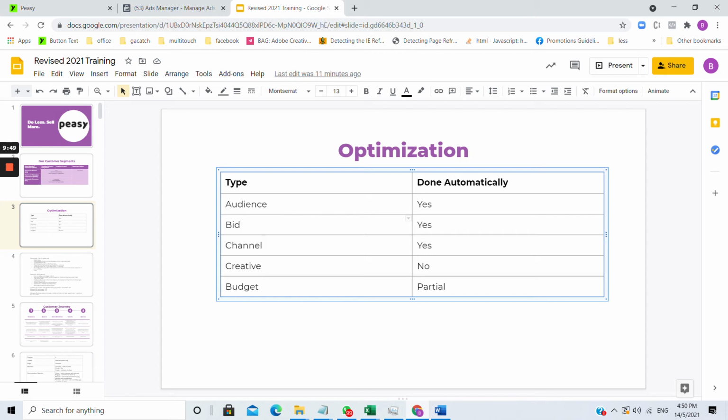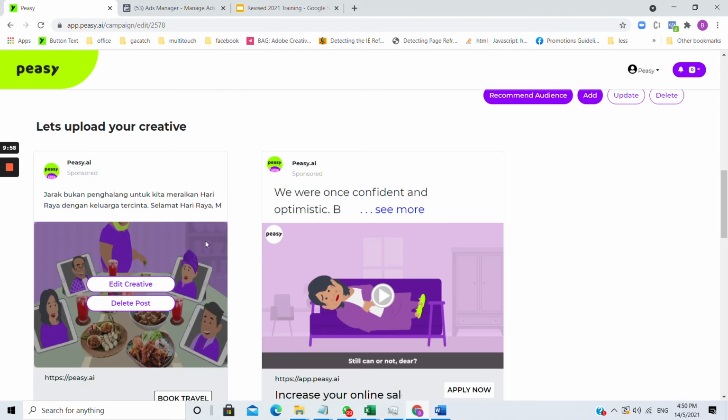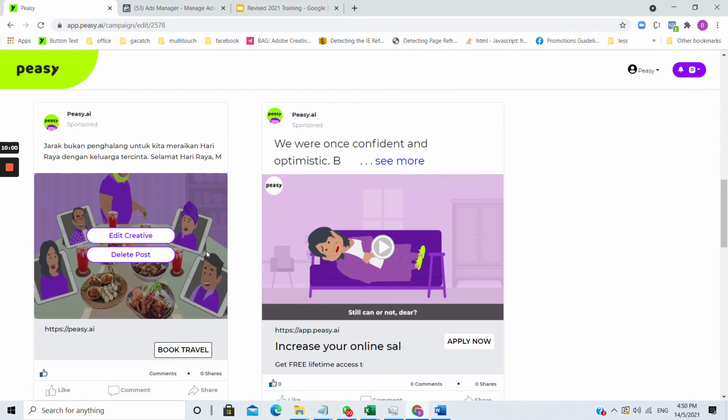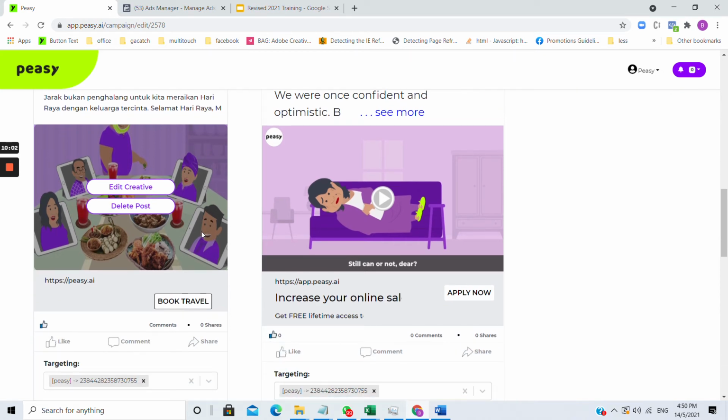Now, there are only two things that you still need to optimize on your own. One is creative. We do not believe at this point in time that the AI should be creating the ads for you. We still want you to create the ads on your own.